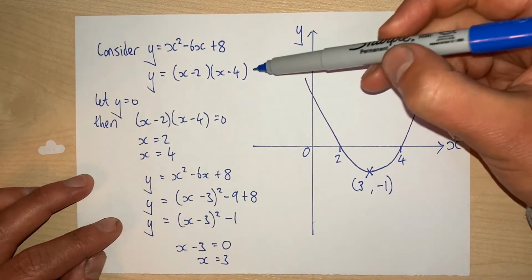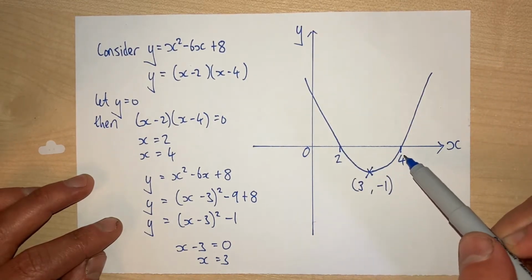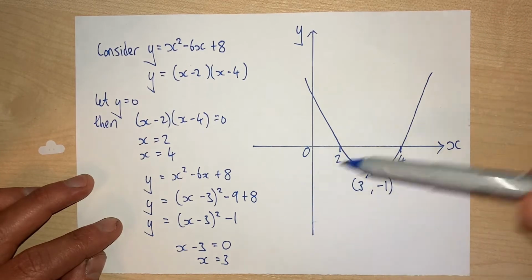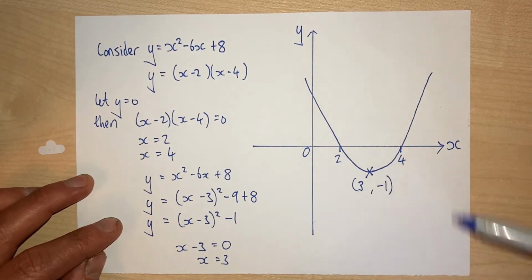So this point here is 3, negative 1. So factorizing can lead us to find the points of intersection with the x-axis, if there are any, and completing the square allows us to find a maximum, or in this case, a minimum value of the function.